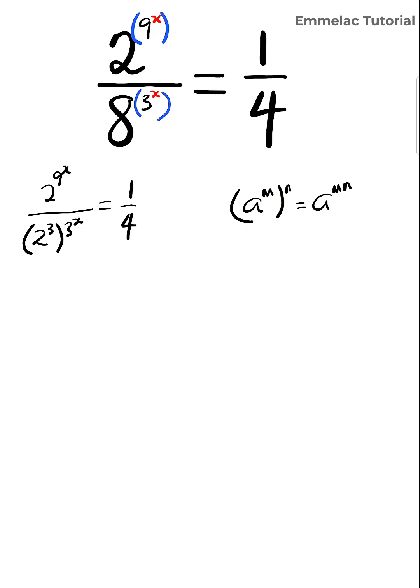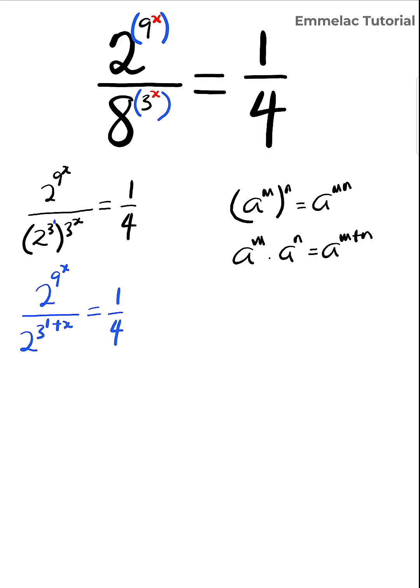We recall that according to the law of indices, when you have a raised to m, times a raised to n, this gives us a raised to m plus n. That is the rule we'll be needing in this case. So let us just apply it. Here we have 2 raised to 9 raised to x, then all over 2, now because this is raised to 1, we have 3 raised to 1 plus x, then all equals to 1 over 4. So that is that.